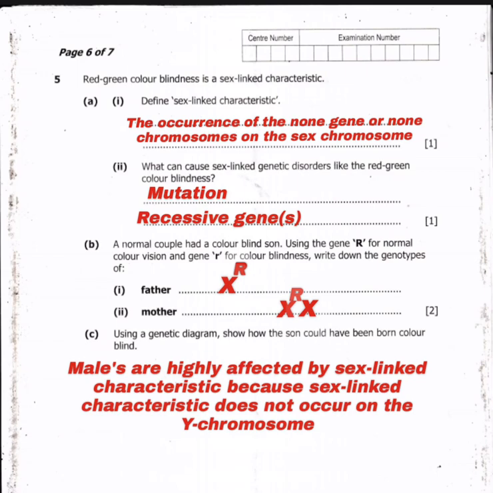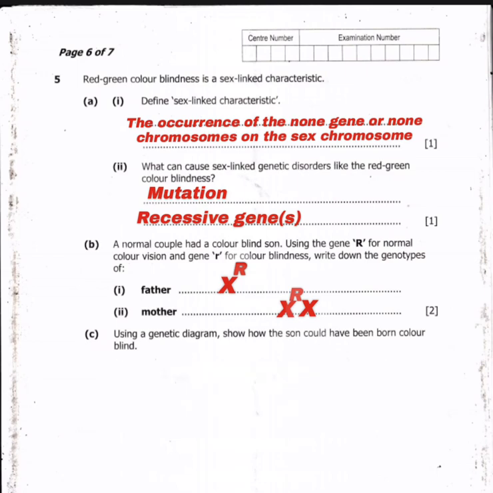Then question B says a normal couple had a color-blind son. Remember, a son is a male, and males are highly affected by a sex-linked characteristic. So a normal couple had a color-blind son. Using the gene character, R for normal color vision and r for color blindness, write down the genotypes of the father and the mother.